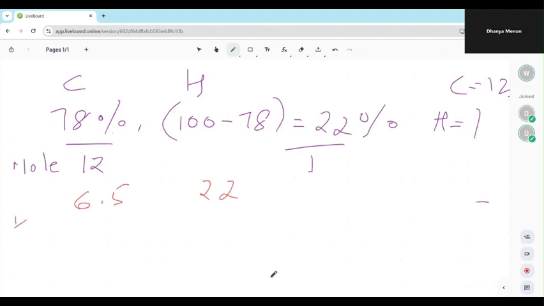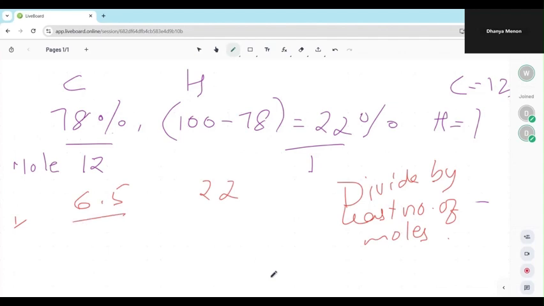Divide by the least number of moles. Okay, so which is the least number here? 6.5. So we divide both of them by 6.5. So we get 1 here and we get 3.38.